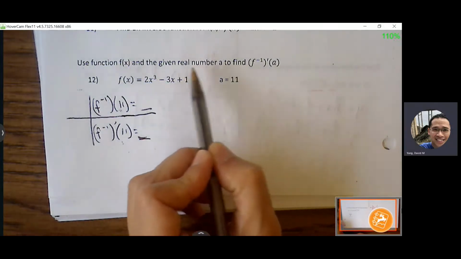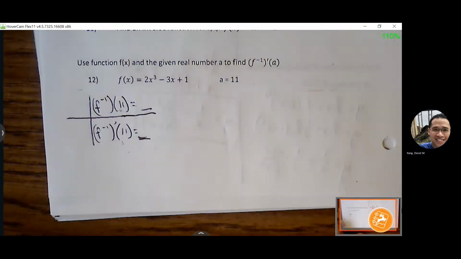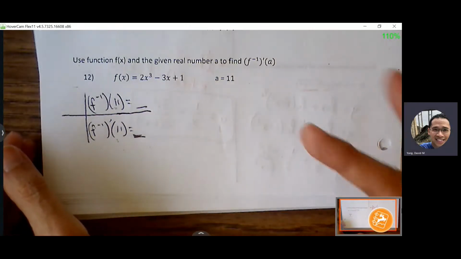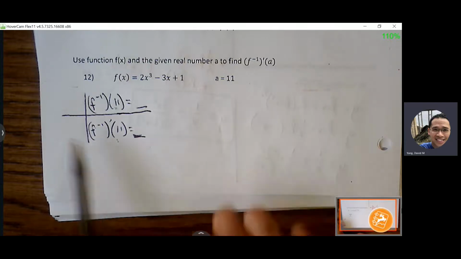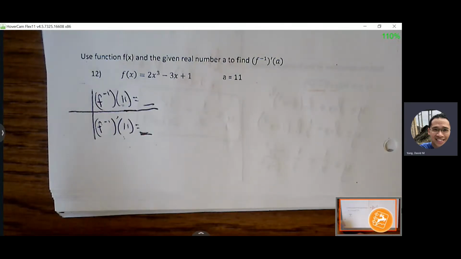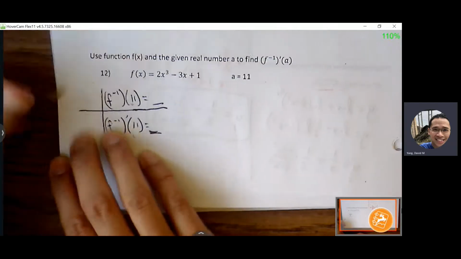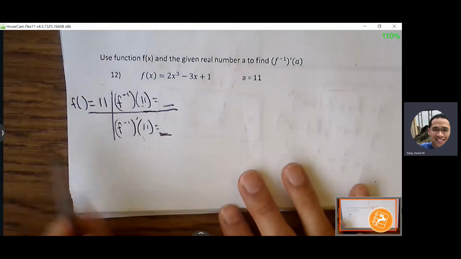So there's a special relationship between inverse functions, that the x and y values are what? Flip-flopped, right? So that's the big thing. If I have an ordered pair of (1, 4) on the function, it's going to be (4, 1) on the inverse. So if 11 is the x value of my inverse, then 11 must be the what of my original function? The y value. Okay, does that make sense? So what that means is over here, I'm going to put that information here: f of some x value equals 11.